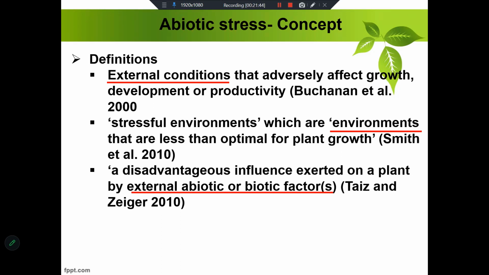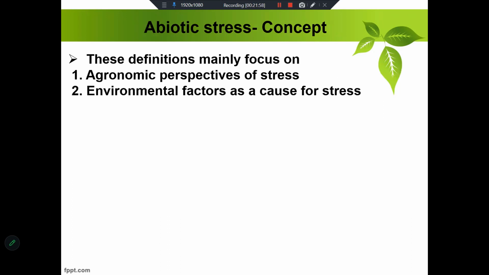So water level can change, temperature can change, and the soil nutrients can change. So those are the stressful conditions. Those are the stressors according to these definitions. So these definitions are mainly focused on environmental factors as the cause of the stress. So the environmental factor itself is a stress condition, a stressor.